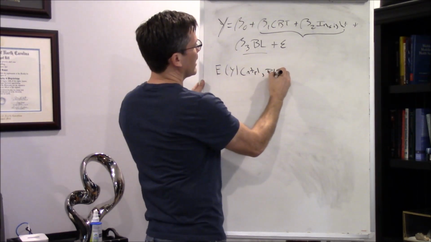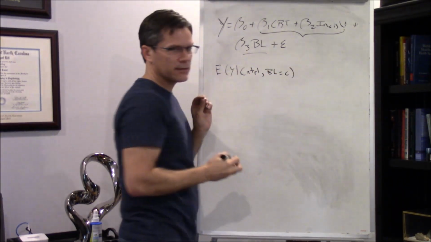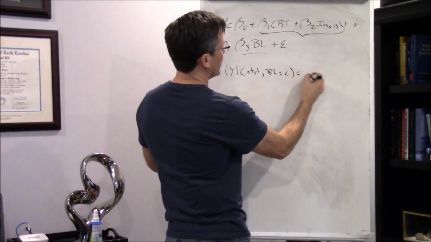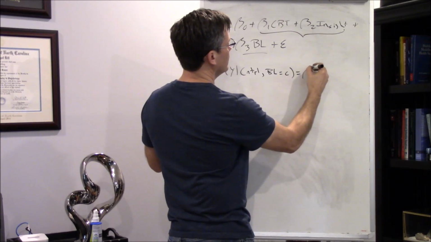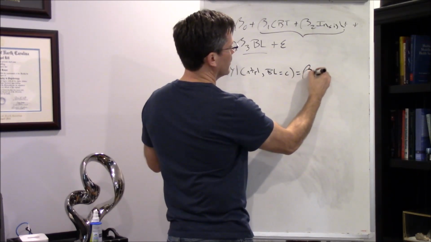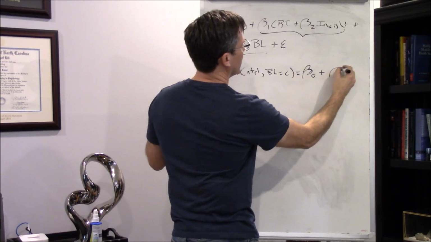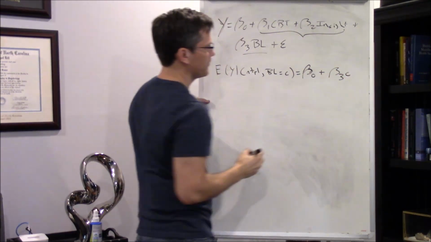And I'm going to set baseline to some constant, right? So I want to hold constant baseline satisfaction. Well, that's going to be beta 0, plus beta 3 times C, all right?